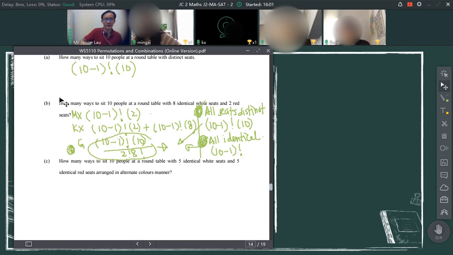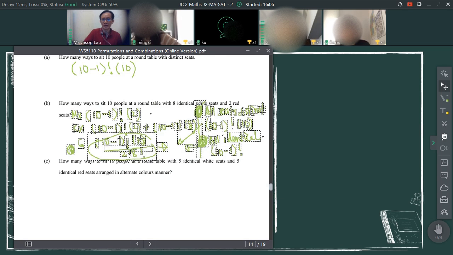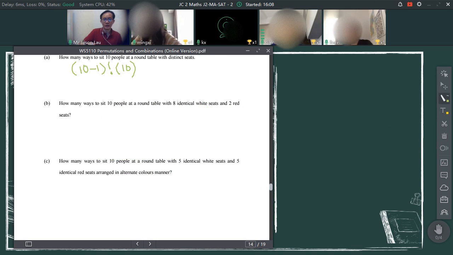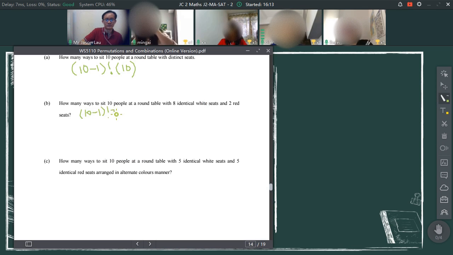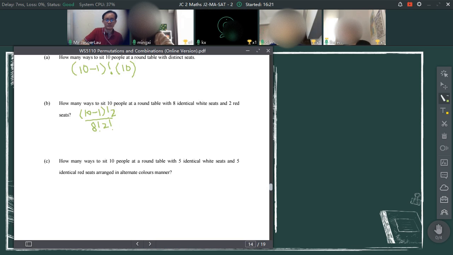So divide away the 8 factorial. Actually, this question is difficult, no? You remove the 8 factorial at the bottom. Oh, like that. Why? What's the reason? Because it's 8 identical. Okay. But you still multiply by 10 on top. Like that. Is it? Yeah.